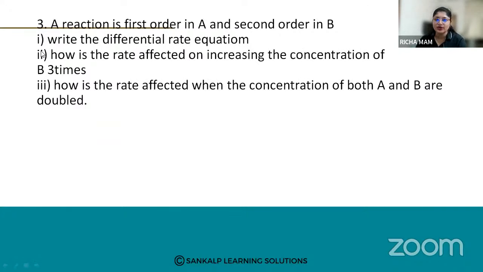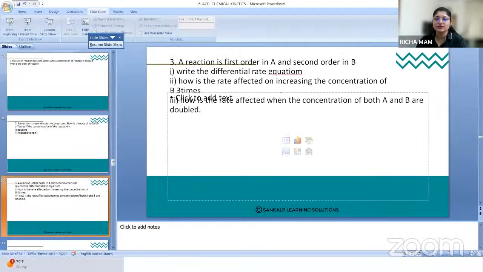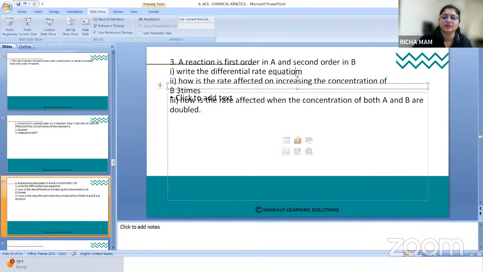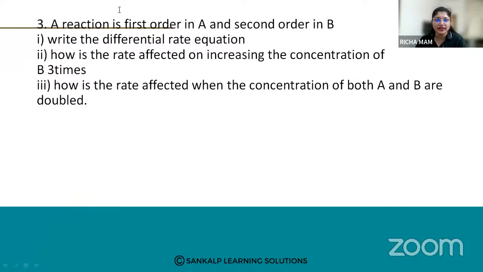A reaction is first order in A and second order in B. Write the differential rate equation. Second, how is the rate affected on increasing the concentration of B 3 times? And how is the rate affected when the concentration of both A and B are doubled? So 3 questions are asked.